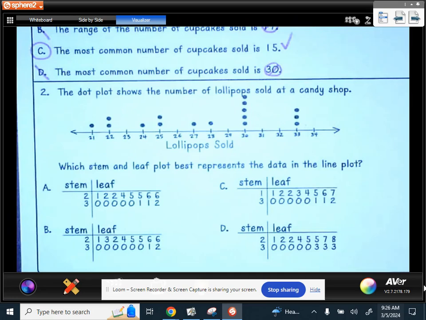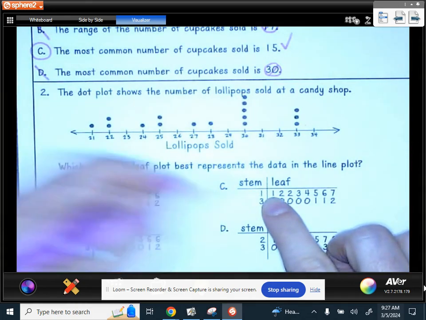Okay, the next one, they are including a dot plot. So we've learned about dot plots. We've learned about stem and leaf plots. We need to be able to compare them to see if they show the same data. It says which one represents the data in the line plot. Okay, so I noticed there's a 21. This one's got a 21. That one's got a 21.